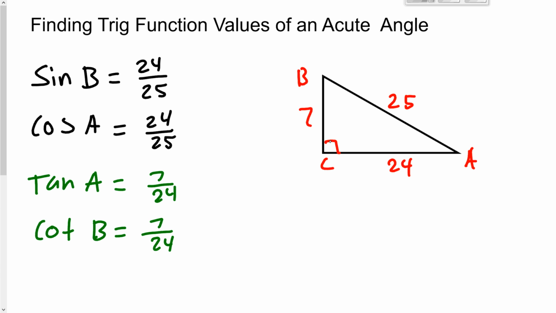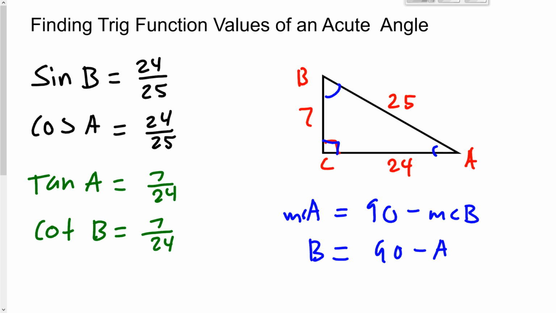Now we have angle C is a right angle. That means that angle B and angle A are what you call complementary, right? They add up to 90. So if I know what B is, then I can find A by taking 90 minus the measure of angle B. Same thing with B: I take 90 minus my measure of angle A. So sine of B is 24 over 25.